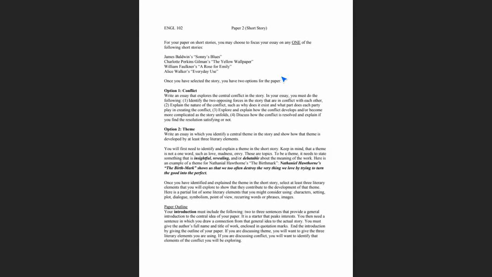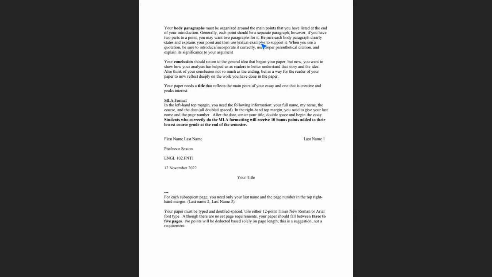The last sentence of your introduction just needs to give your readers an outline of how your paper will be structured. And then with your body paragraphs, you're just going to organize them around the main points. Generally, a paragraph should fall somewhere between 5 to 7 sentences. So that's what you want to do. Make sure that each point is a separate body paragraph, and make sure that it clearly states and explains how your point relates to your main argument.